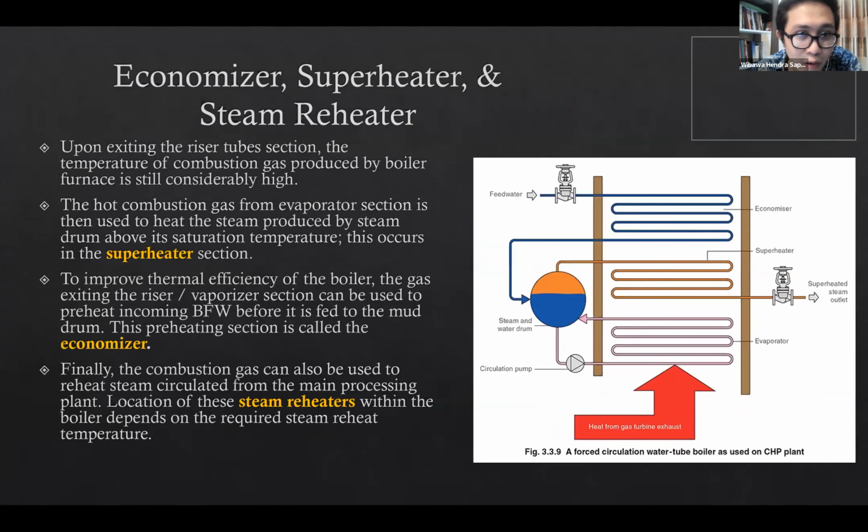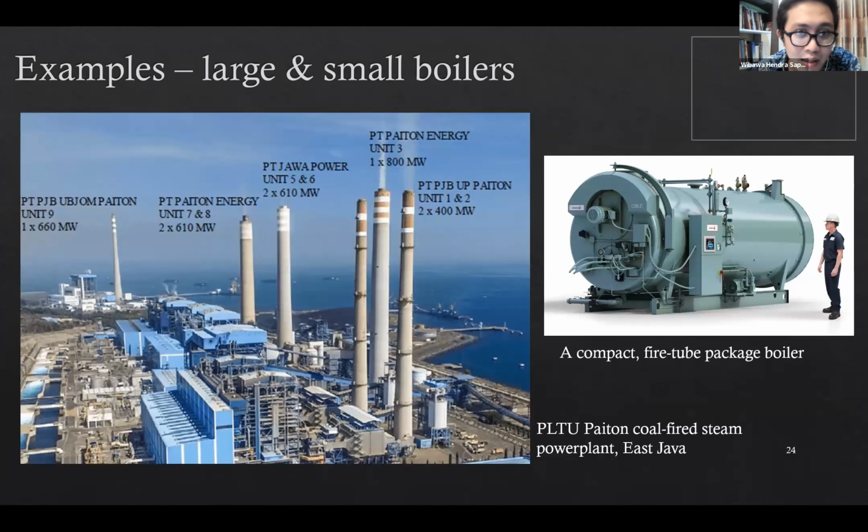So 400 megawatts, 610 megawatts, and even unit 3 actually generates 800 megawatts. The type of boiler actually used in Python is the pulverized coal, or PC boiler, because the PC boiler has the highest capacity compared with other types of boilers. The CFB usually has a maximum of around 350 megawatts, and the stoker is actually less than 30 megawatts.